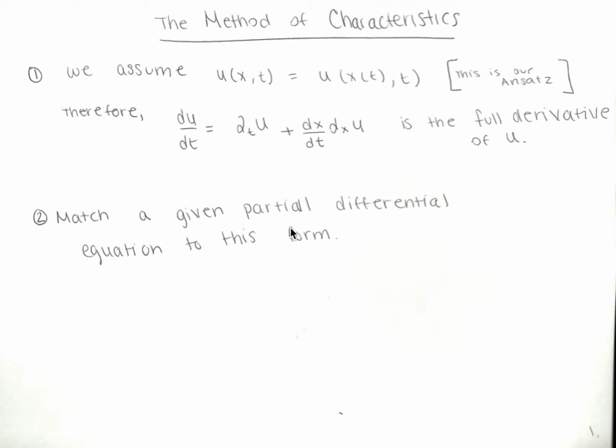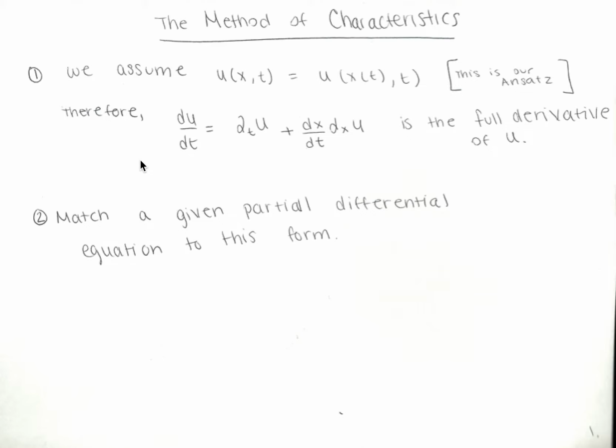Hi class, in this video I am going to explain how to use the method of characteristics to solve a partial differential equation. To solve an equation using the method of characteristics, we assume that u is a function of x and t, and that x is also a function of t, which we have written right here. We use this as our ansatz to solve for u of x and t.